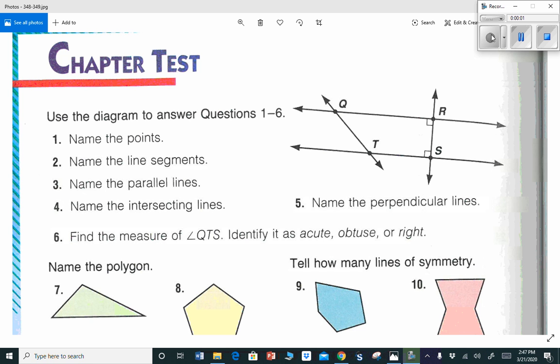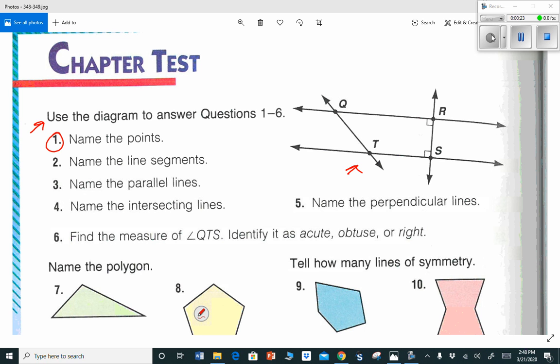All right, fifth graders, we have reached the end of chapter 8. It says chapter test up here, but I'm just using this for a review so that you will be prepared for your actual test. We're going to use the diagram to answer questions 1 through 6. Number 1 says to name the points in the diagram.